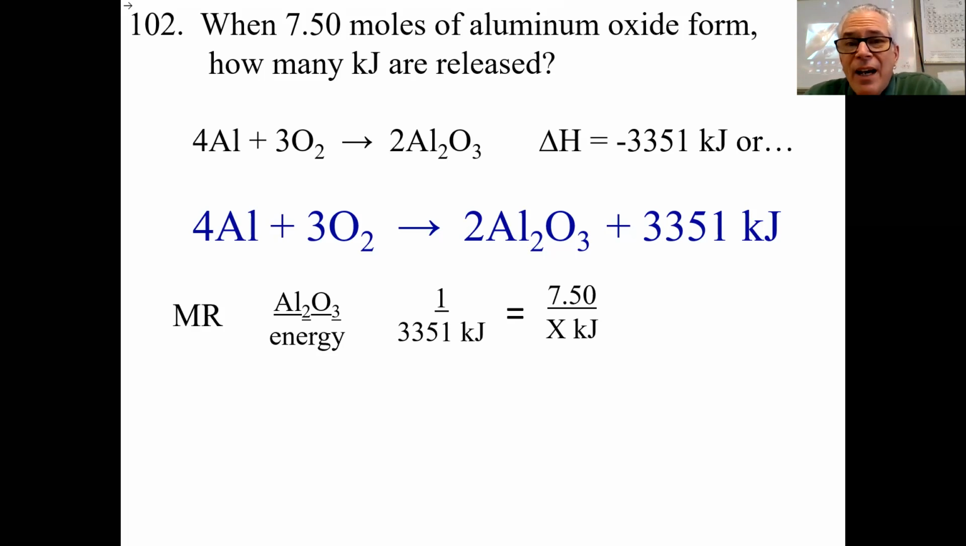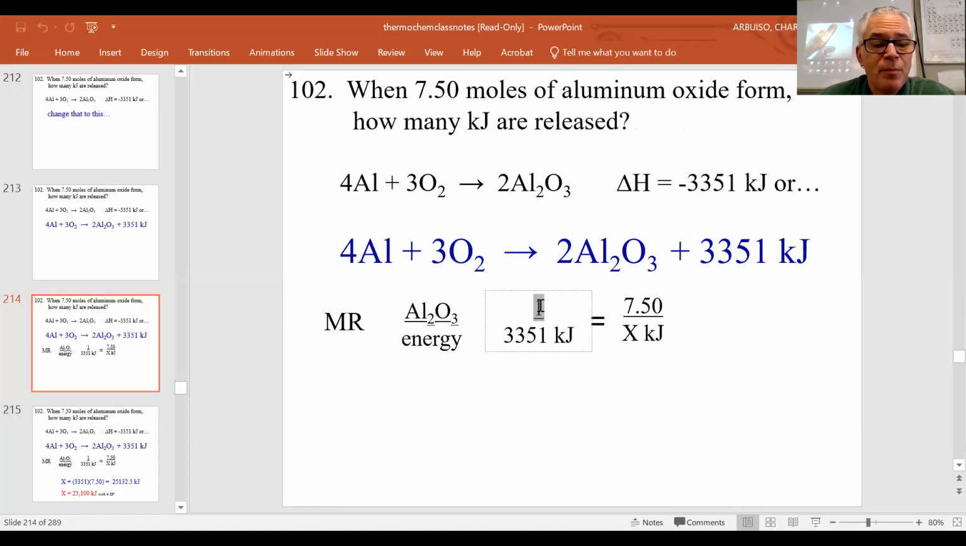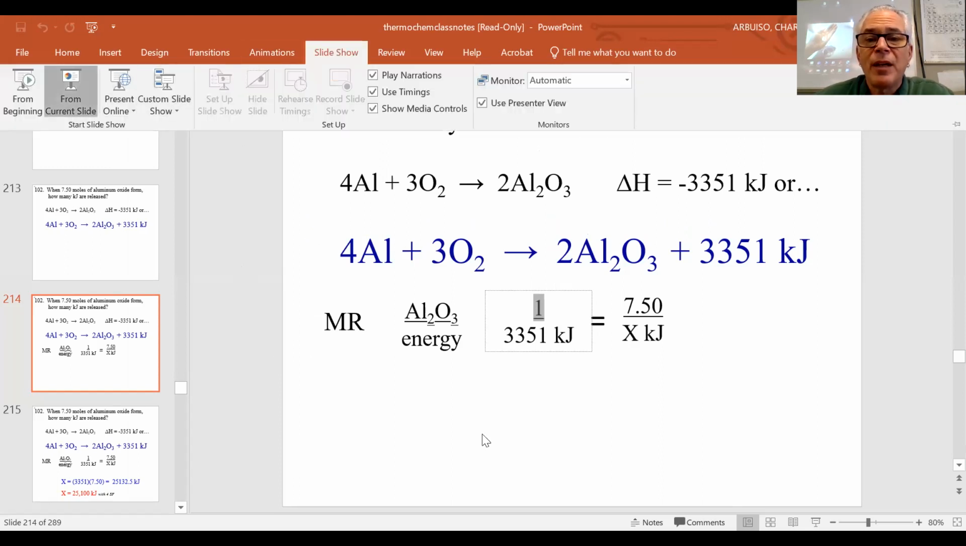Now, if 7.5 moles of aluminum oxide form, well, let's look at the first equation here. 2 moles of aluminum oxide, what's the amount of energy in proportion to that? 2 moles. Now, there's a boo-boo in this slide. I'm seeing it right now. This is supposed to be a 2. I can't fix this slideshow. I'm sorry. So that's supposed to be a 2.